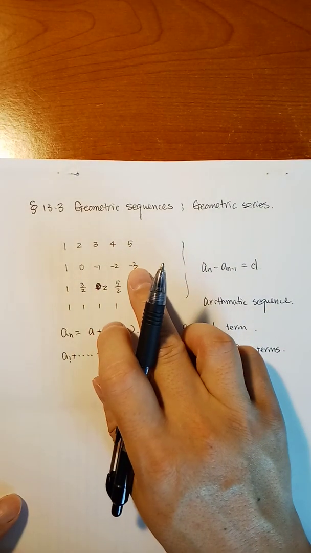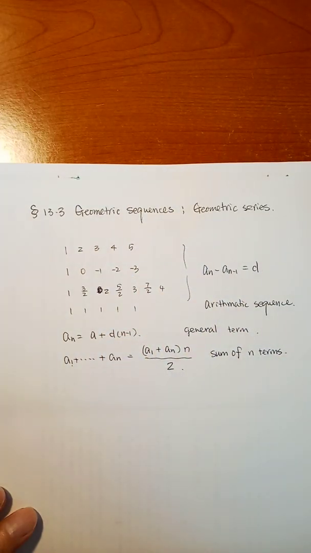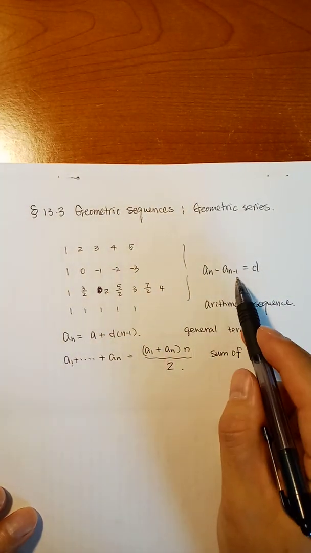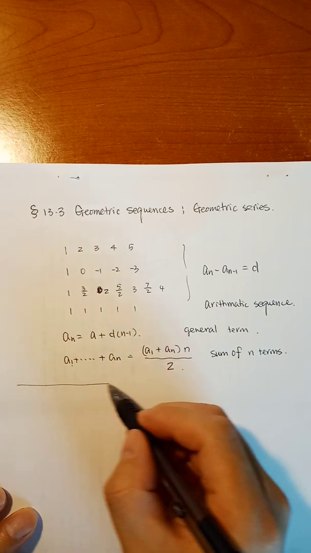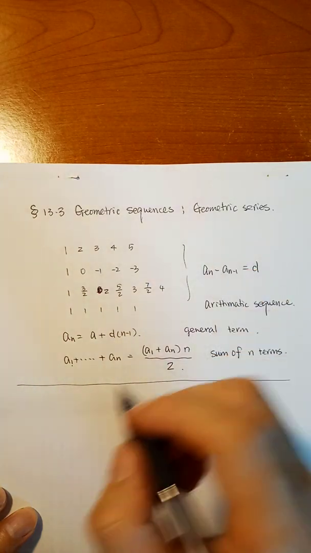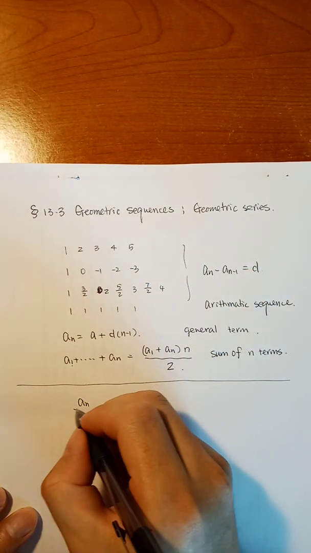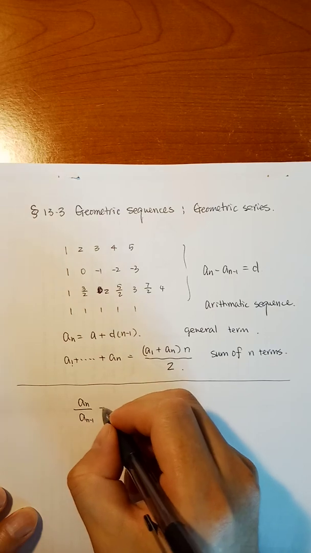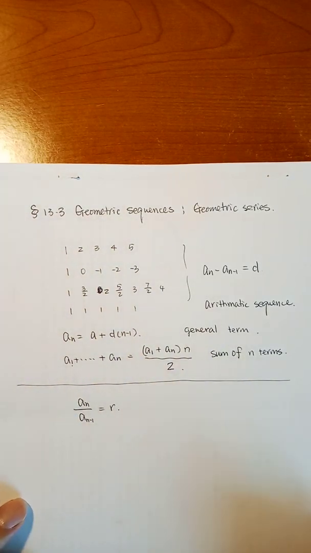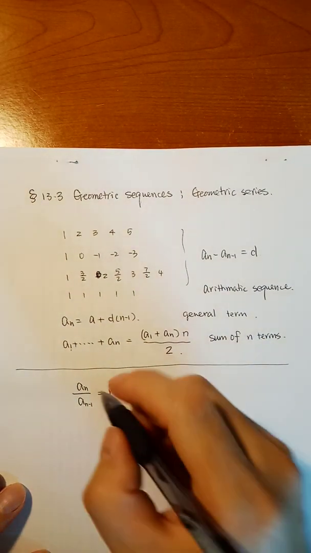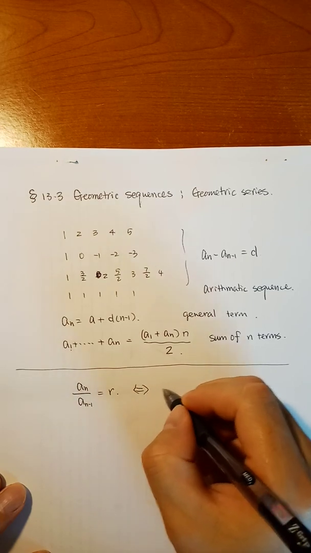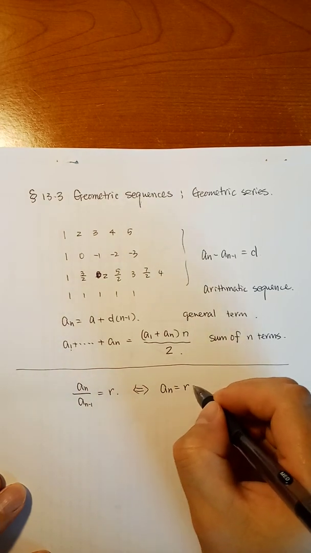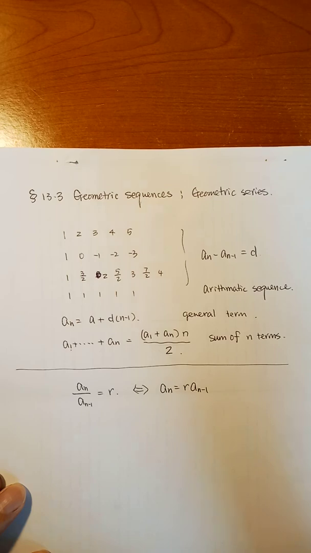In this section, we talk about the geometric sequence. What is a geometric sequence? Here the difference is constant. A geometric sequence means the quotient is a constant. The quotient is a constant. In other words, you have such a thing.